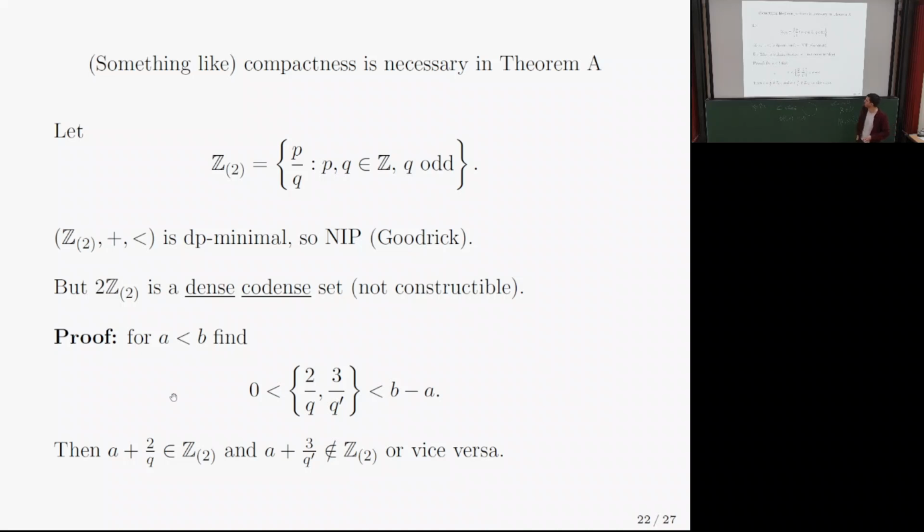Wait, say it again. Q and Q prime are odd. Okay, but then A is what? Is A any rational number? What are A and B? No, A is in this structure. Oh, A is there. You mean two times Z localized at 2? You say A plus 2 over Q is in. So you mean 2 times that? No. The thing here is I'm picking two elements in the structure. This proof is quite schematic, but I'm trying to argue that this set right here is dense and codense. So I'm trying to argue that in between A and B, there are both elements that are divisible by 2 and elements that are not.